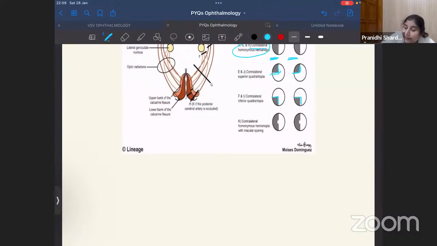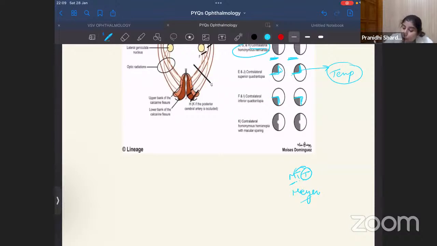It is pie in the sky. It is pie in the floor. Pie in the sky is MIT. The temporal fibers are present inferiorly as Meyer's loop. Meyer's loop, inferior fibers, temporal. So which field will be gone? Superior field will be gone in the temporal. Okay, temporal superior field loss will give pie in the sky.